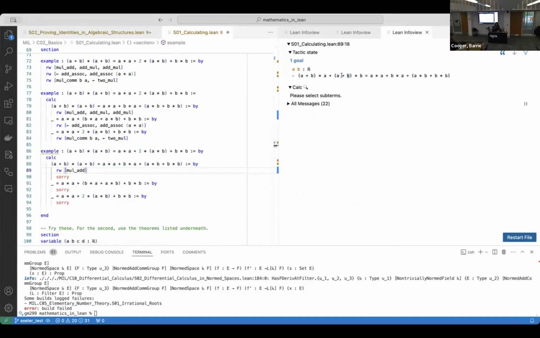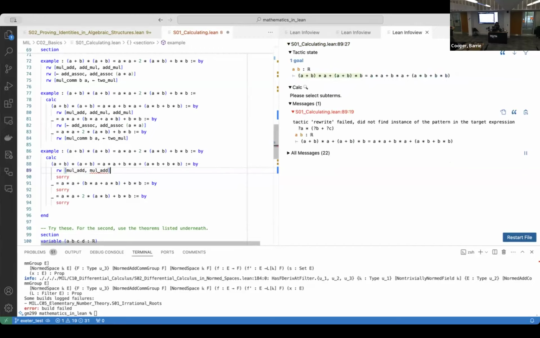Okay, so we haven't finished. What's happened is it's rewritten the left-hand side. It's opened up the times (A plus B) on the right, and it's changed it to (A plus B) times A plus (A plus B) times B. We still have to make it look like this. So any further advances? Let's just do it again. The same one? Yeah.